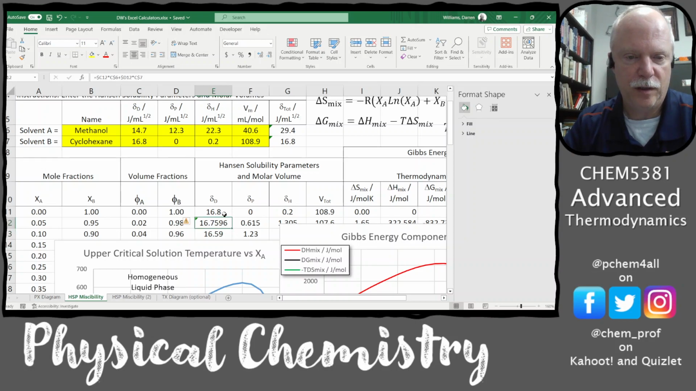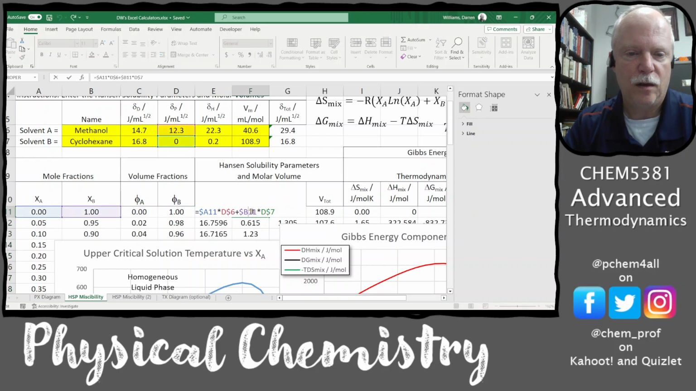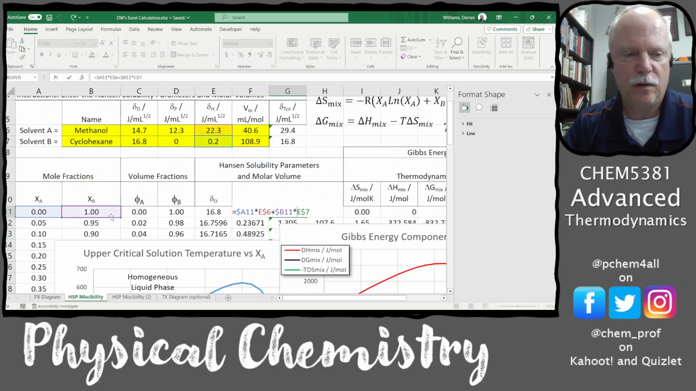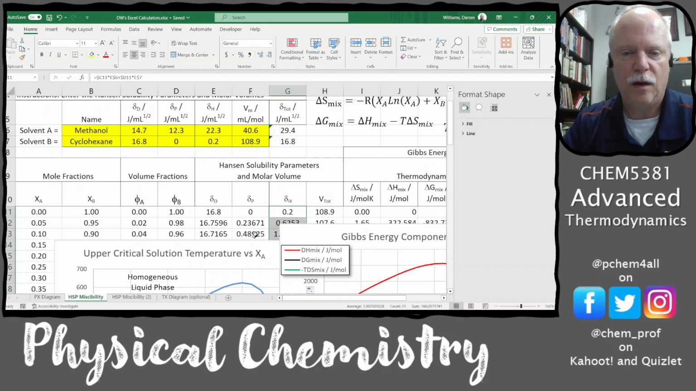Okay, so let me do that up here too, and then I'll copy it down. Yeah, so my D, P, and H values should be the volume fraction weighted averages. Okay, so let me do this for all three of these. I don't know how I made the mistake. Okay, so this is the P value and the H value. Excellent. All right, so those are my D, P, and H values.